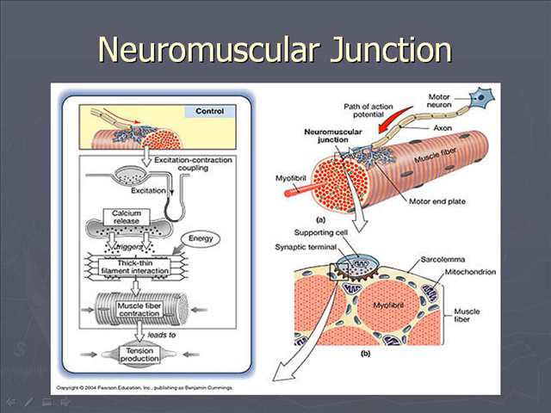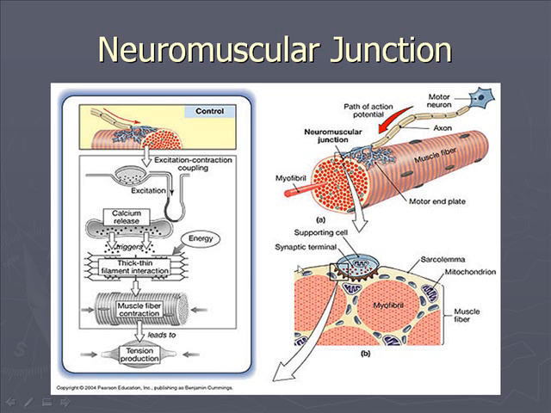Neuromuscular junction is basically the attachment of the nerve to the tissue itself, to the muscle tissue itself. And it's at this point of attachment where you'll see the release of acetylcholine. Your book goes through some steps in this process as well, and I'll go through those as well for you.